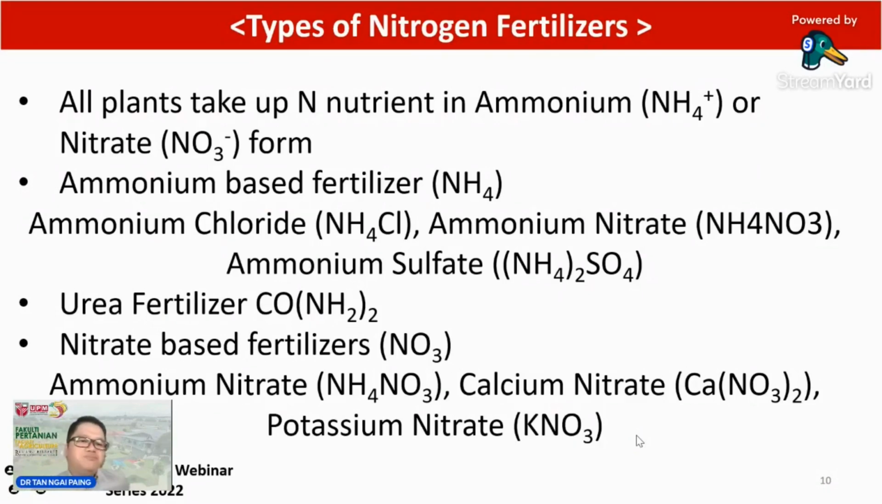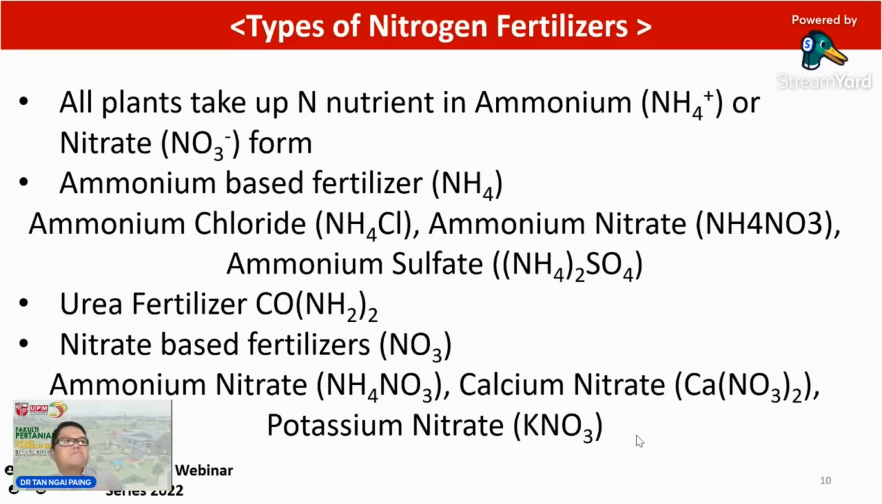So for ammonium-based fertilizers, we have ammonium chloride, ammonium nitrate, and ammonium sulfate. We have urea fertilizers, nitrate fertilizers, ammonium nitrate fertilizers, calcium nitrate, and potassium nitrate. These are some of the common fertilizers that we see today.